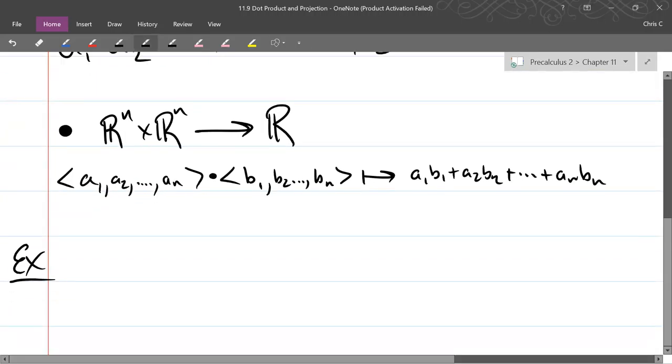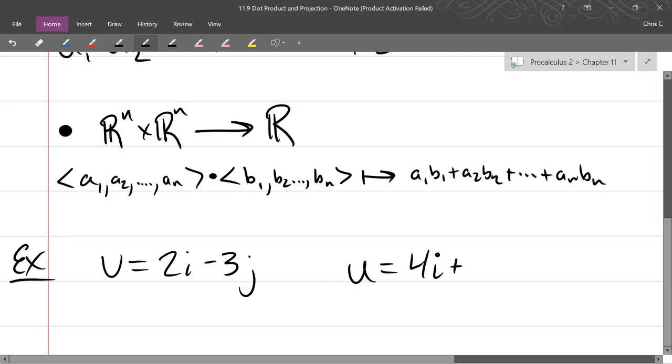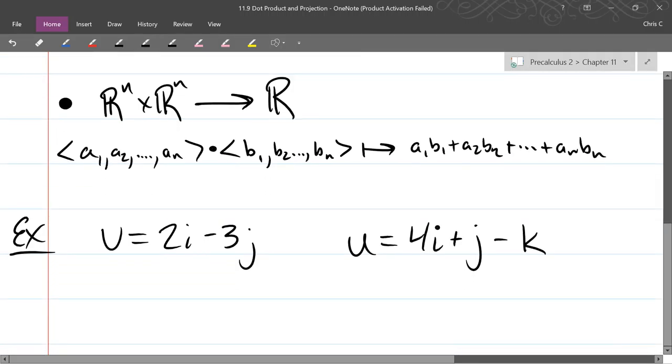So we'll do a two-dimension. I don't want to say what dimension this is yet. So we got 2i minus 3j. That's v, and u is 4i plus j minus k. So what dimension does it appear that these vectors are in? Two and three. So we need to put them in the same dimension. So I could write an invisible, how many k's? Zero. So we could write plus zero k. So there are no k's there.